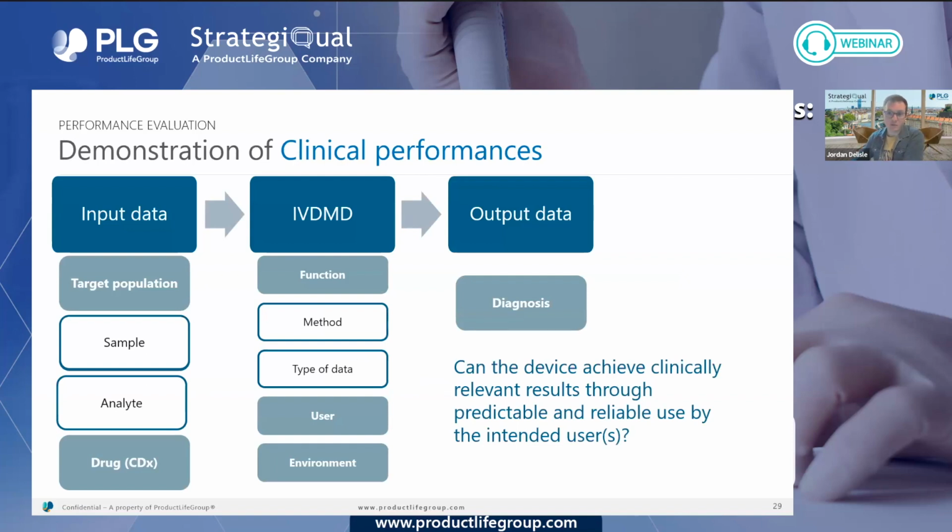Let's turn now to clinical performance evaluation, which, as we've seen, involves demonstrating a device's ability to produce results that correlate with a particular clinical condition or physiological state in relation to the target population and intended user. The manufacturer should demonstrate that the IVD has been tested for the intended use, target population, use condition, operating and use environment, and with all the intended user group.